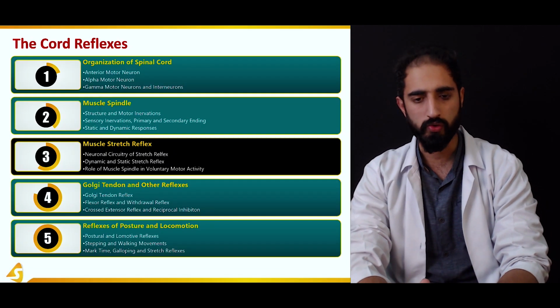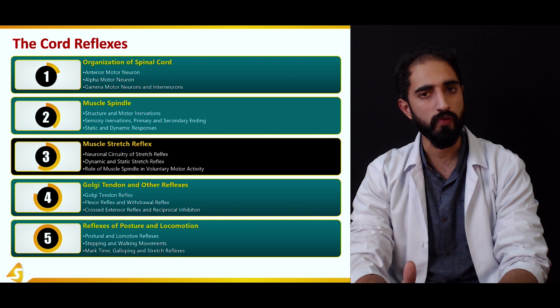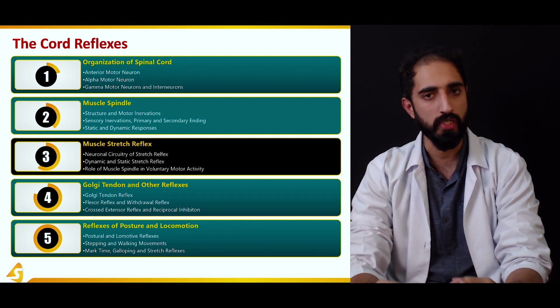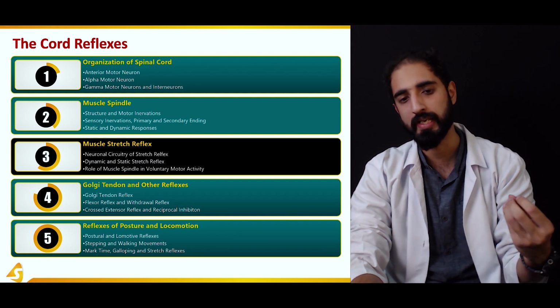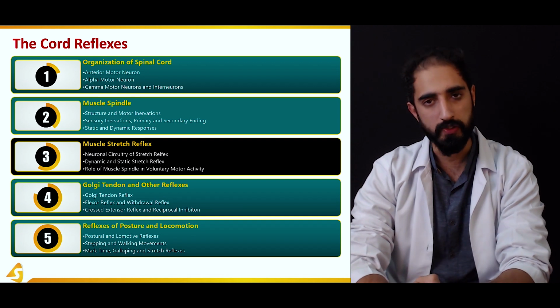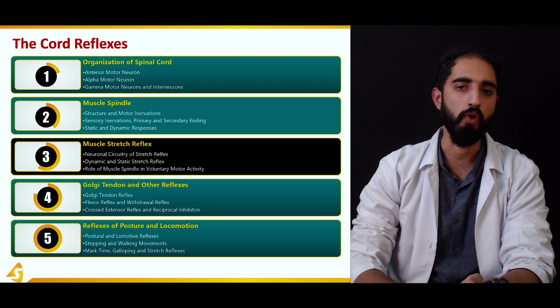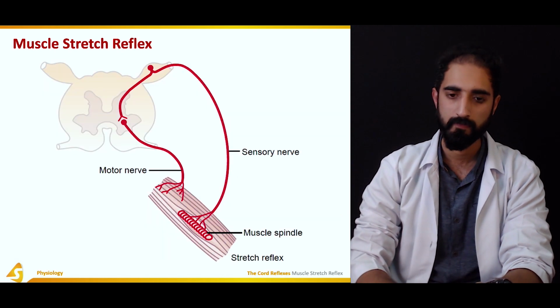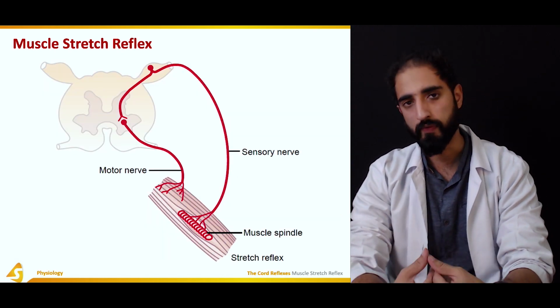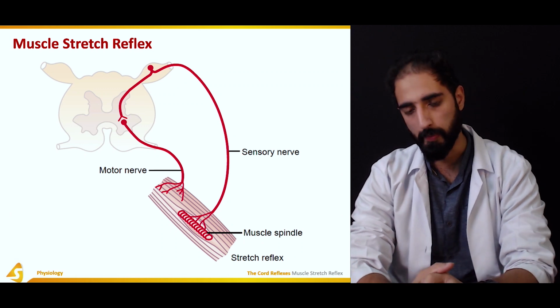So in this lecture we're going to talk about the neuronal circuitry of the stretch reflex, the dynamic and static stretch reflex, which are based on the static and dynamic response of the muscle spindle that we discussed in the previous lecture, and the role of muscle spindle in voluntary motor activity. So, muscle stretch reflex: what is it and how does this happen?